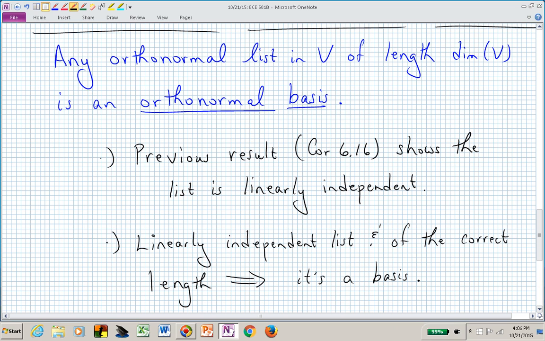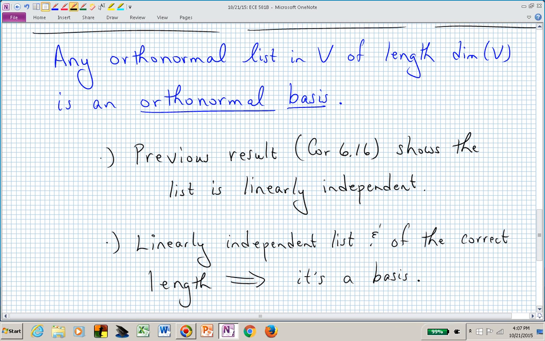Any orthonormal list in a vector space of length dimension V forms an orthonormal basis. If you give me a list and you say, oh, this is an orthonormal list, what does an orthonormal list of vectors mean? They're pairwise orthogonal, aren't they? So you know that I'm now giving you a list that's pairwise orthogonal, and now I'm telling you a little bit more. I'm telling you that I'm giving you a number of those, and that number of those is actually equal to the length of the dimension of the vector space.